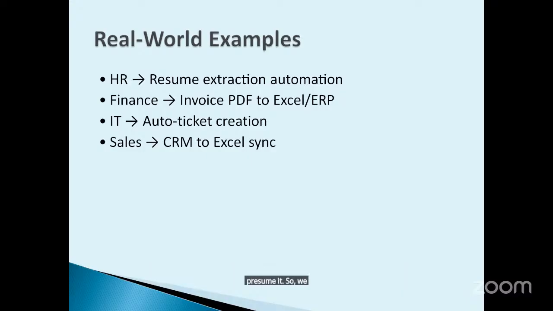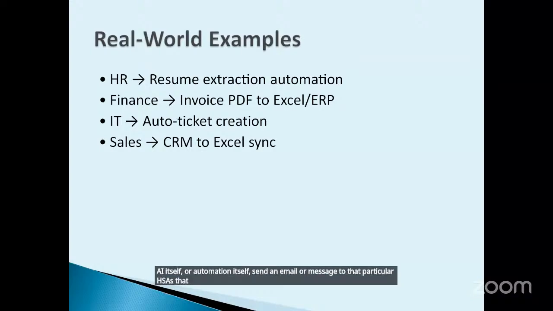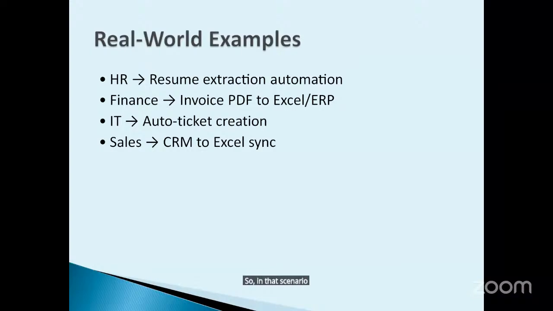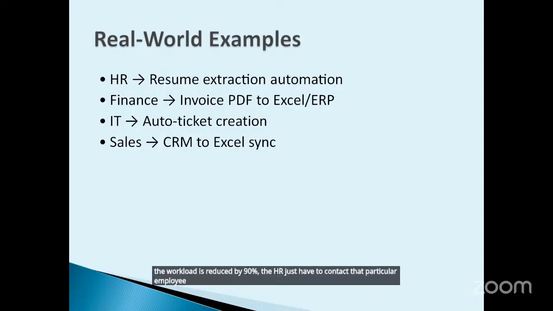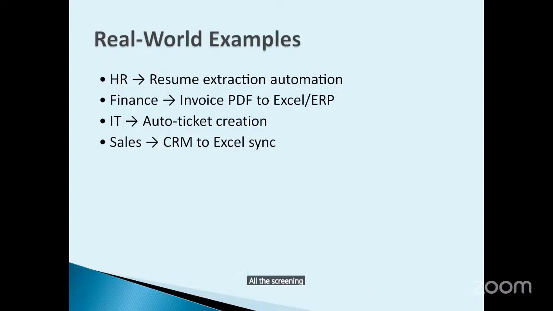So we can download that resume automatically, extract the keywords from that resume and match it with the particular job profile they applied for. If the profile matches with that job, then the AI itself, or automation itself, sends the email or message to that particular HR saying that this profile is a right match. In that scenario, the HR's workload is reduced by 90%. The HR just has to contact that particular employee and schedule the interview. All the screening process is automatically done by the AI already.